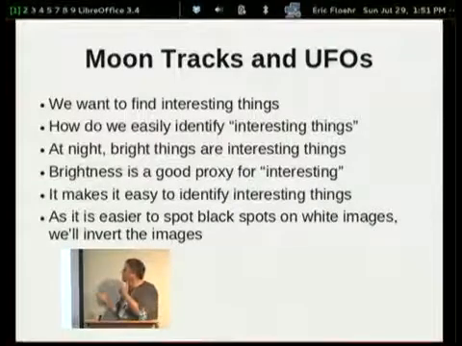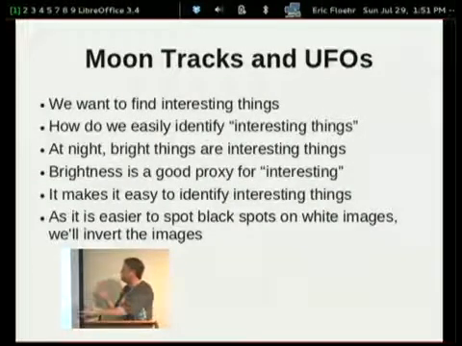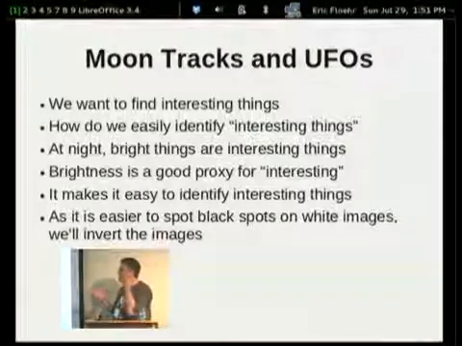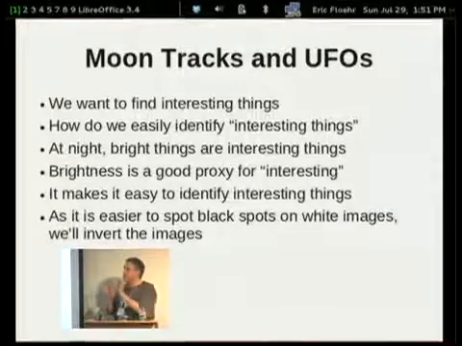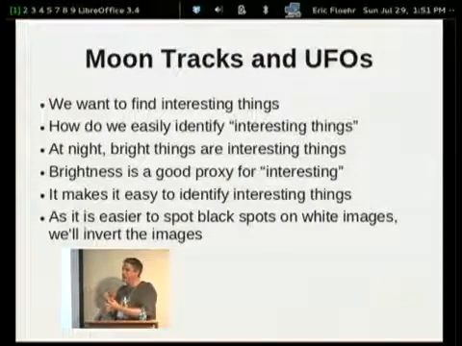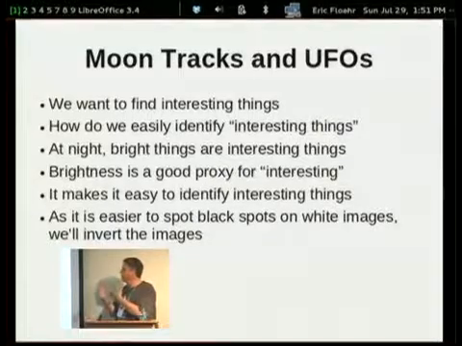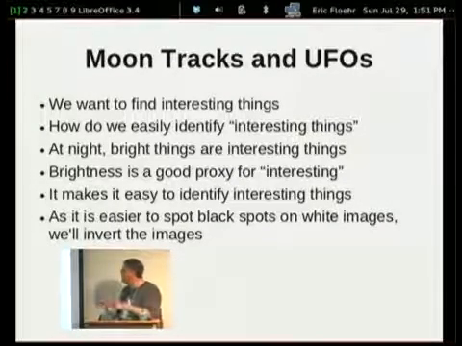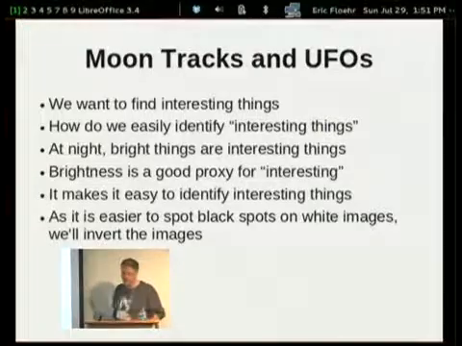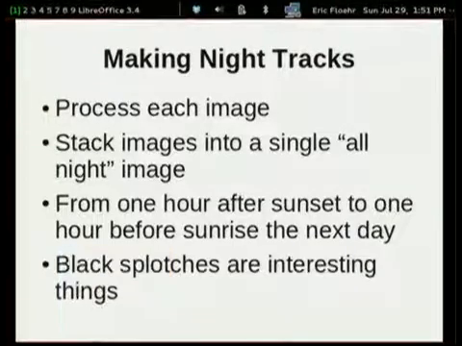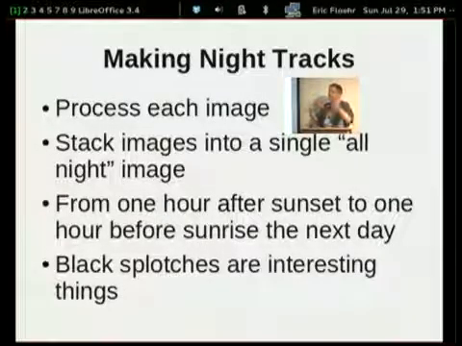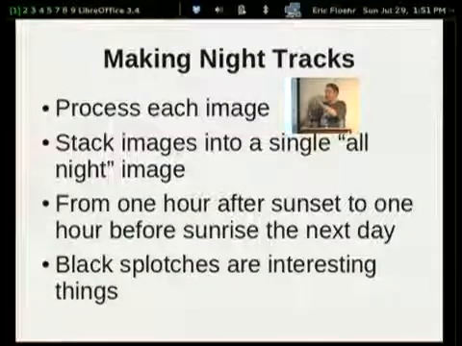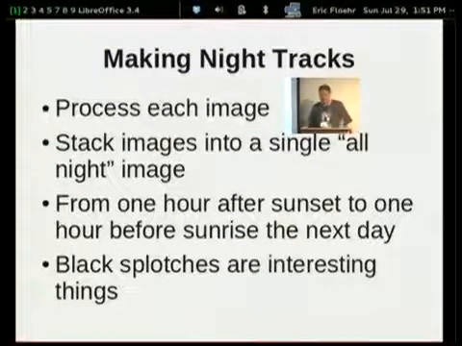So we're going to look at brightness of the images, and we're going to make that very easy to identify interesting things. And because it's easier to spot black spots on a white background than the reverse, astronomers know this, this is how they look for things, like how Pluto was found, for example. We invert the images. So what we're going to do is process each image that's at night. We're going to stack all the images from that one night into a single all-night image, so we don't have to look at individual frames. We just stack it, and wherever it's black, we know that something interesting happened.